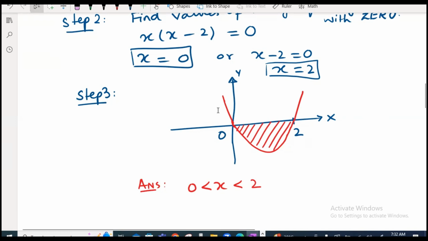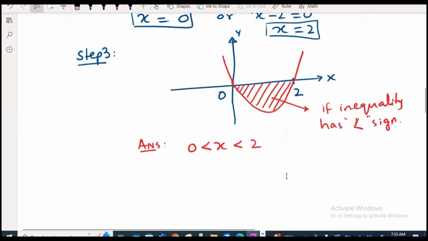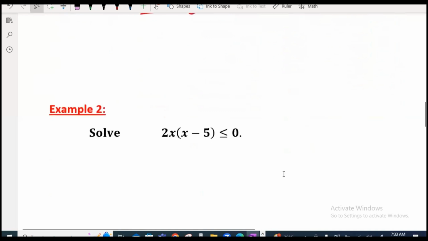Now move on. This is for lesser than sign, if the inequality has a less than sign. So now move on to the second part.